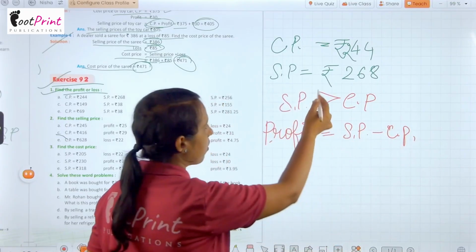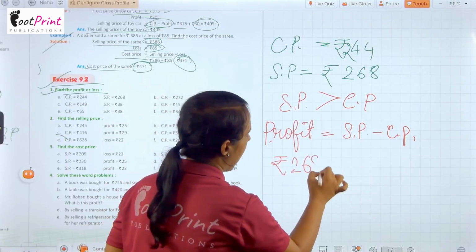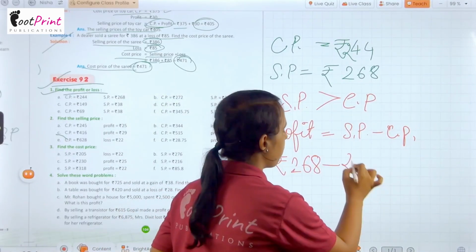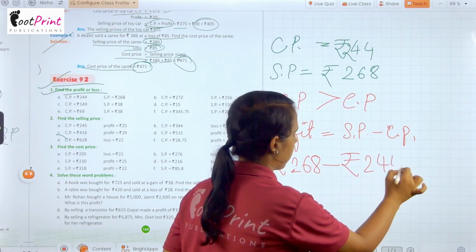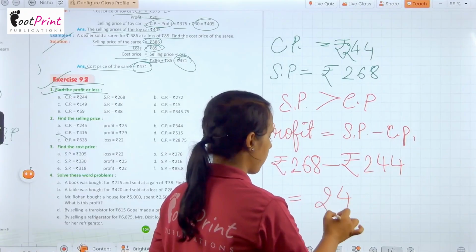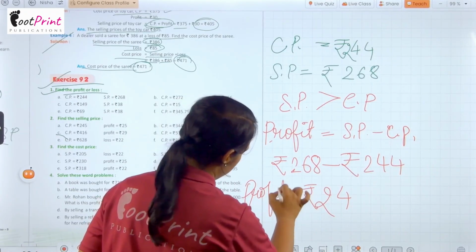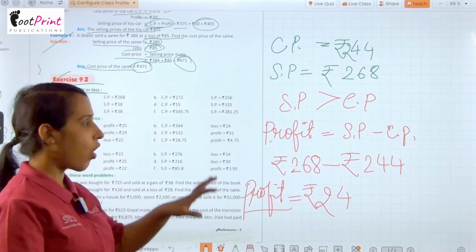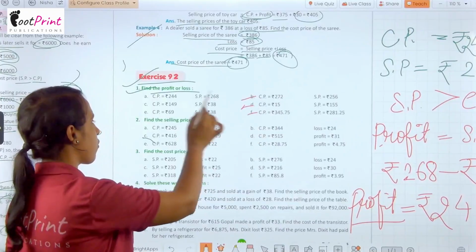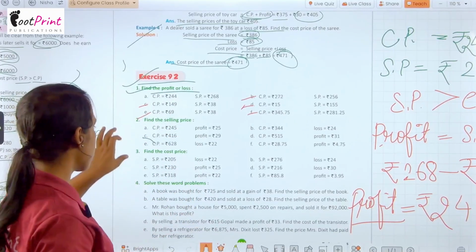Okay, so SP here we have 268 rupees minus CP, which is 244 rupees. And after subtracting it, we get 8 minus 4 is 4, 6 minus 4 is 2. Means the profit is equal to 24 rupees. Okay. So in this manner, you have to find out all the rest of the parts of this question, and find the profit and loss in this question.